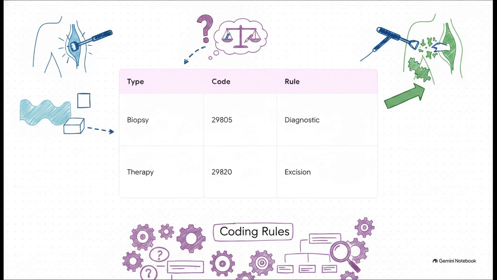Did they merely take a tiny sample of the synovium just to send off to the pathology lab? Because if they did, that diagnostic synovial biopsy bundles straight into the diagnostic arthroscopy code 29805. You do not code a synovectomy for that. To legally report the therapeutic codes 29820 or 29821, the documentation has to explicitly prove an active excision and debridement of inflamed tissue was performed as a primary treatment modality.